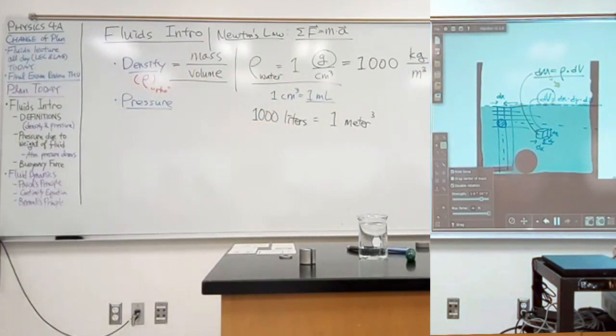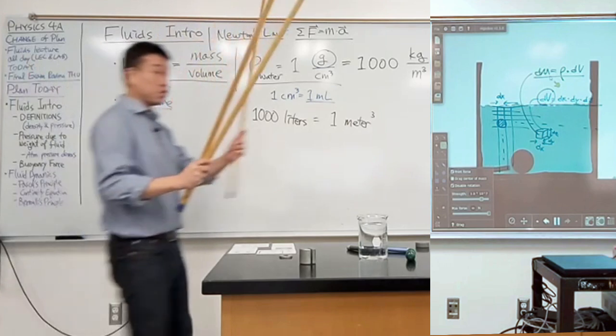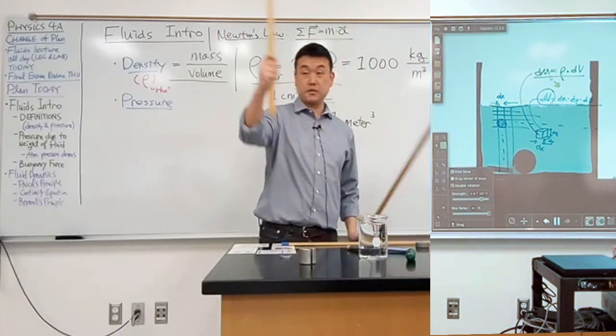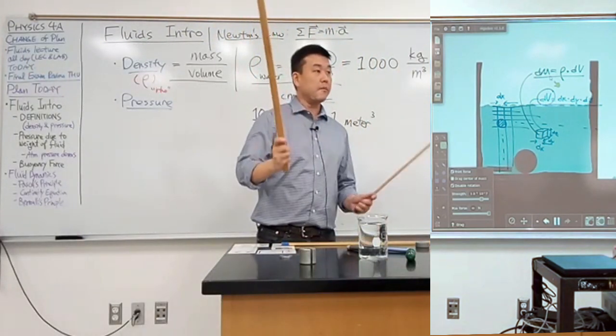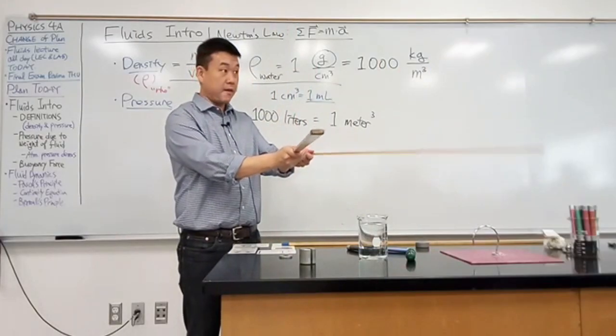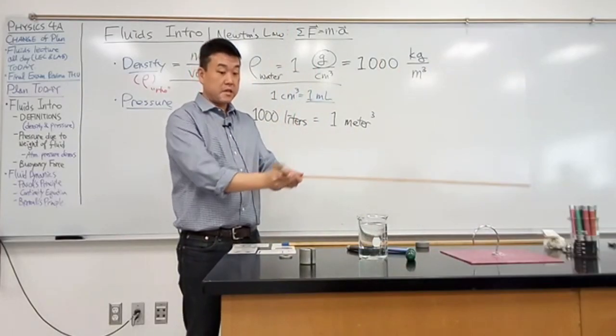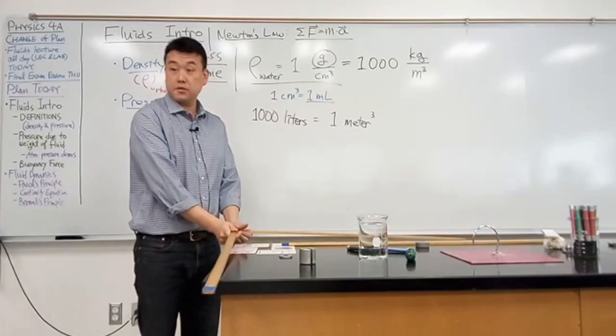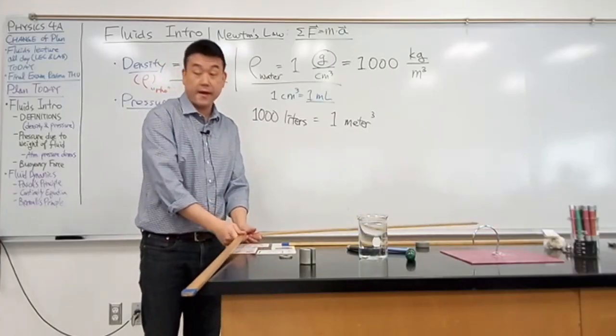So let me help you visualize with my meter sticks. Let me get 3 meter sticks out. This is to visualize a cubic meter. This is 1 meter. If you're talking about square meter, we are talking about an area with 1 meter on a side and 1 meter on the other side. It's a pretty large area, right? It's about the area of this half of the desk.